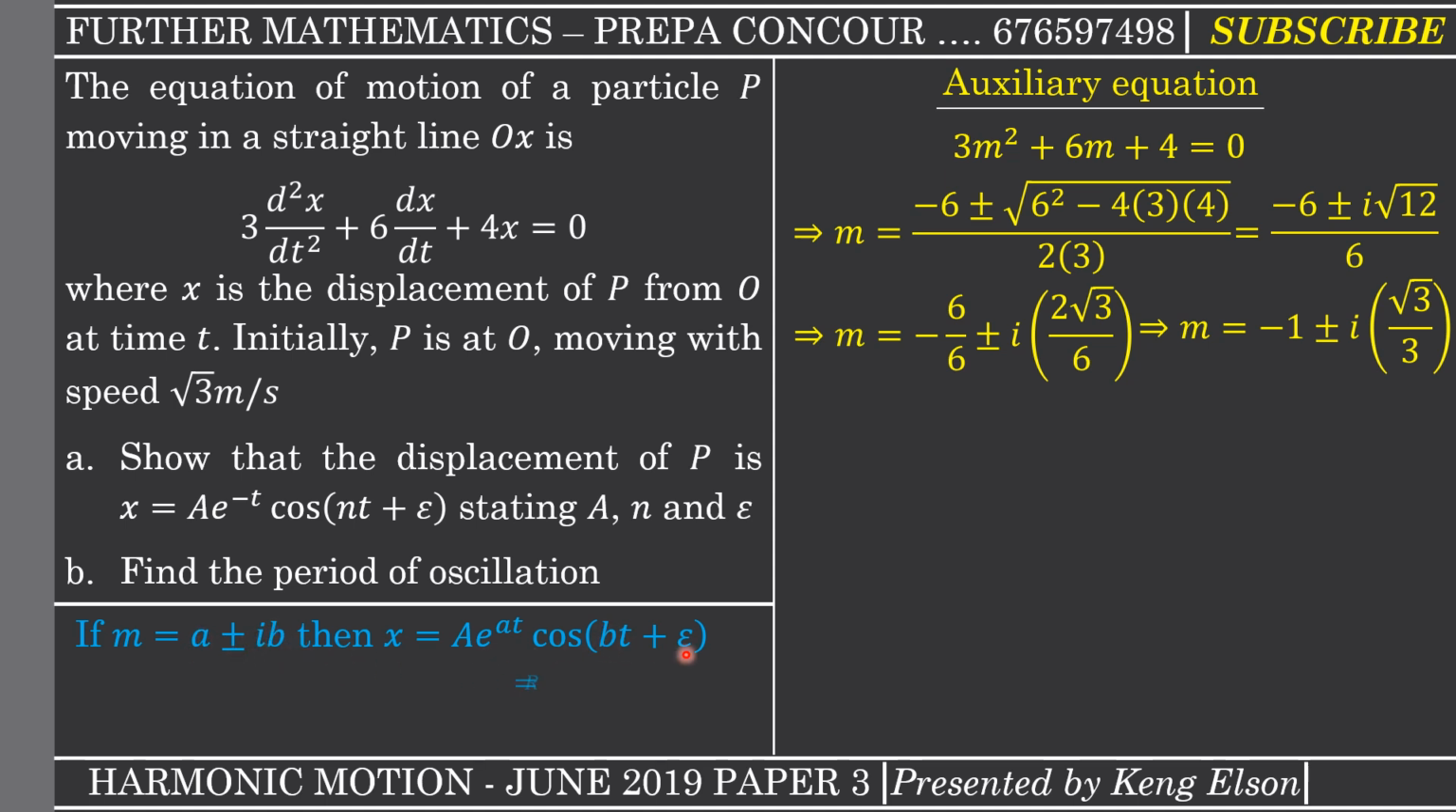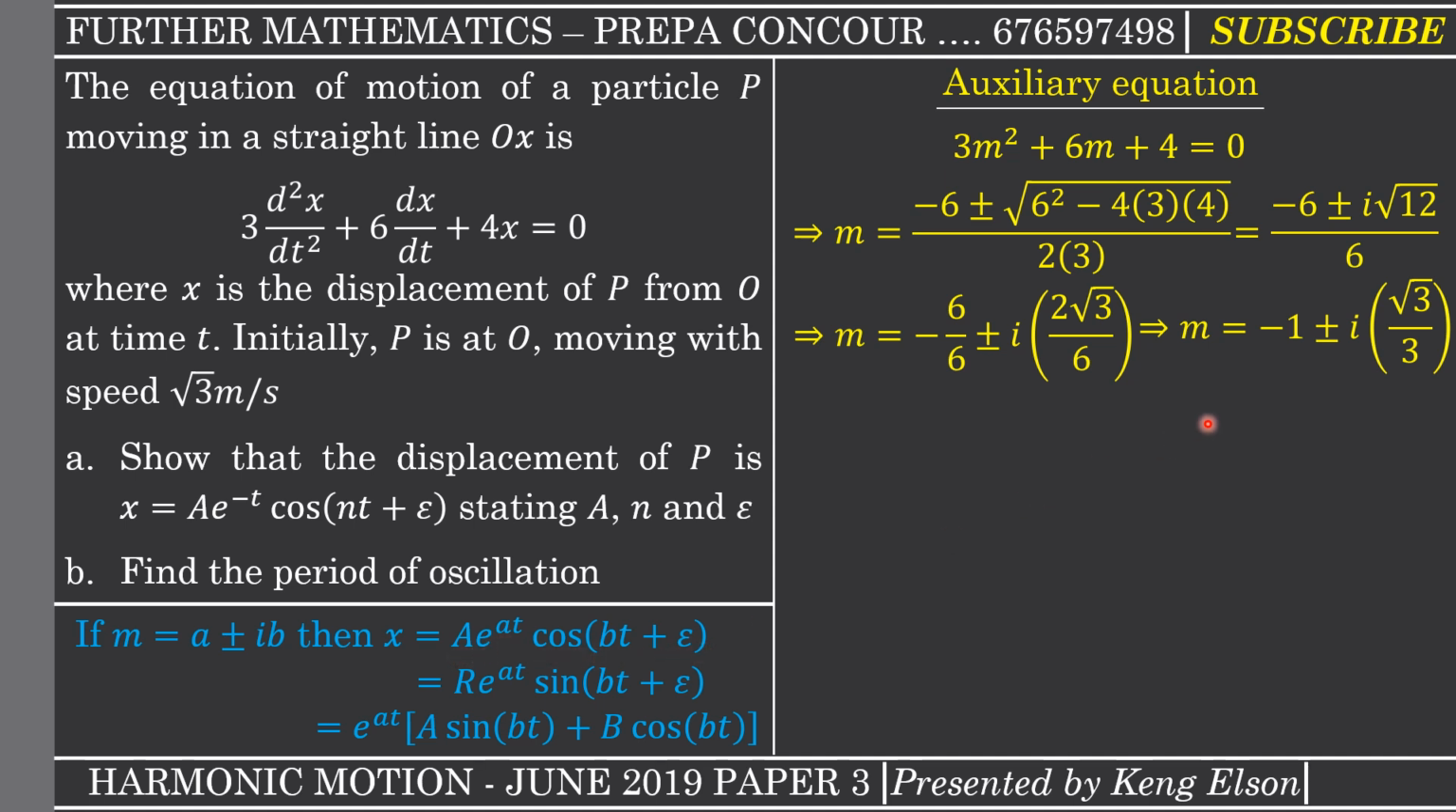If you don't want to write it this way, you could also put it in the form A e to the at sine of bt plus epsilon, or you put it in the form e to the at times (a sine bt plus b cos bt), in any form of your choice. But according to what I have here, I need to just put it in the form A e to the at cos(bt plus epsilon).